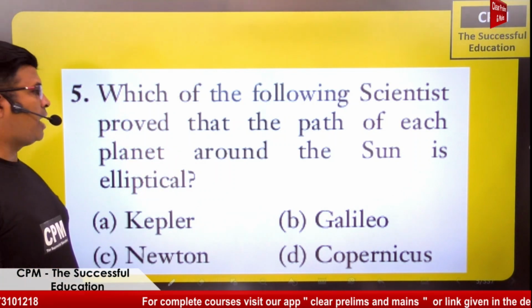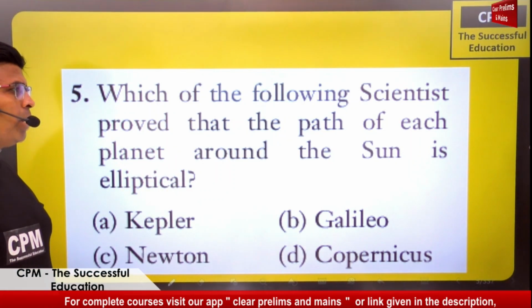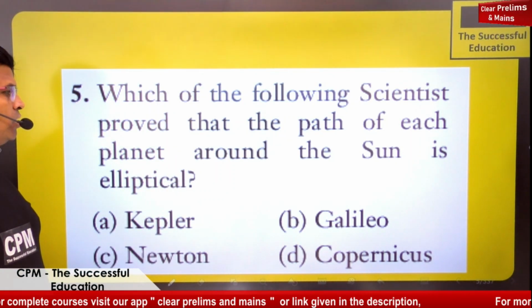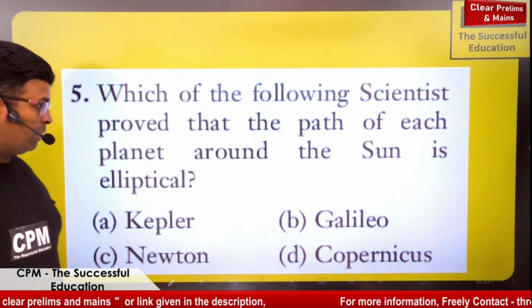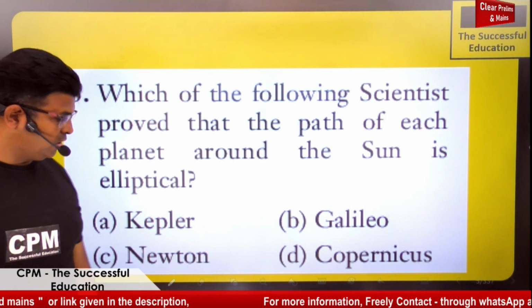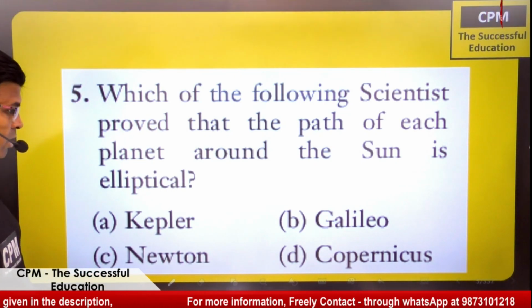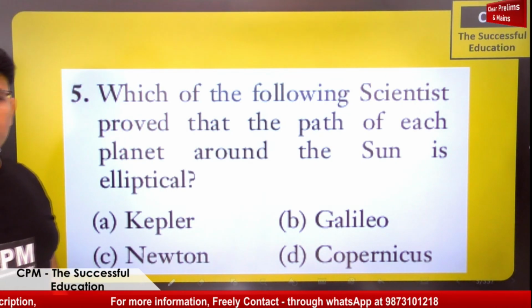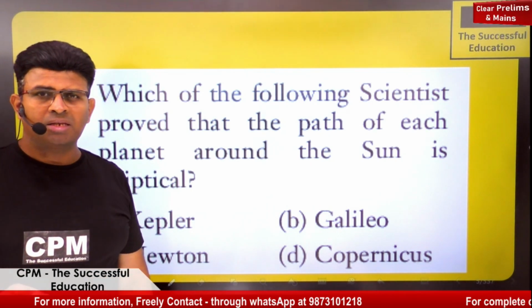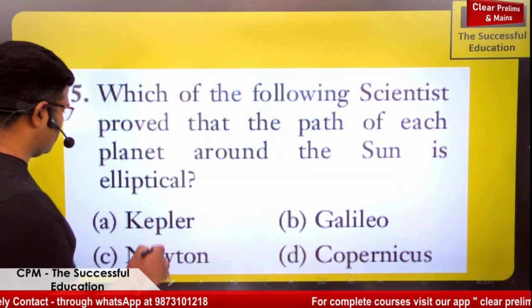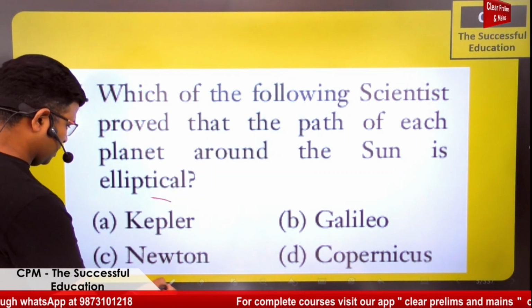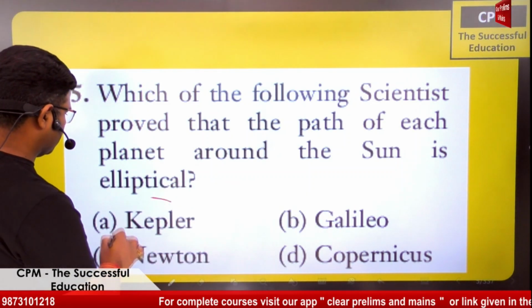Which of the following scientists proved that the path of each planet around the sun is elliptical? Option A Kepler, B Galileo, C Newton, D Copernicus. Those students who took science in class 11th will know that Kepler is correct, Kepler's law. So Kepler is the correct option.